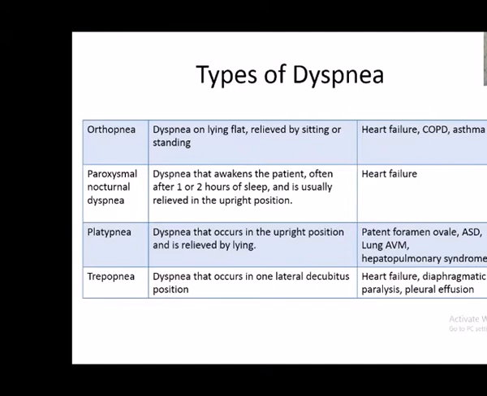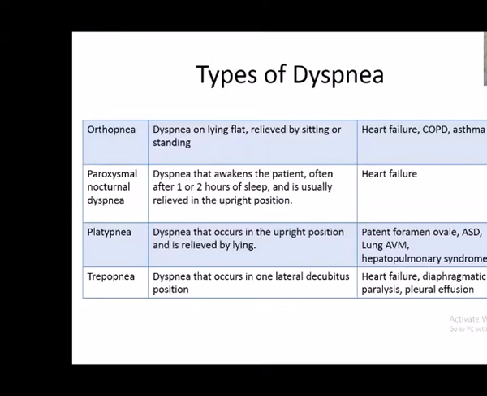So the causes are patent foramen ovale, ASD, arteriovenous malformation in the lung, and hepatopulmonary syndrome, because of the shunting of the blood. And when you are in a sitting position, it is more likely that shunting will increase, and so the patient becomes more dyspneic in the sitting position. Then there is another one called trepopnea. That is the dyspnea on lateral decubitus position.